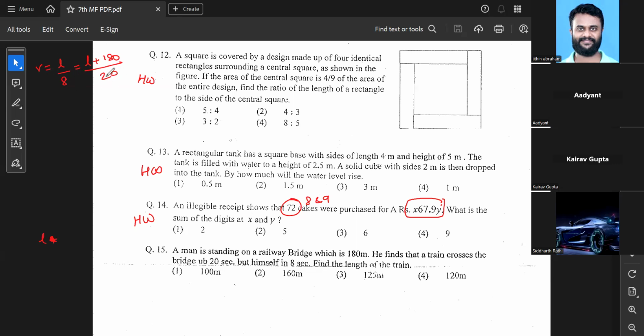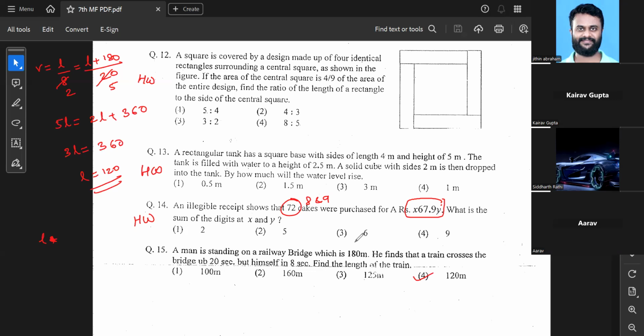Now you equate this and you will get the correct answer. In simple terms, 4 2s are 8, 4 5s are 20, you'll get 5L is equal to 2L plus 360. That will give you 3L is equal to 360, which gives L is equal to 120. Yes, 120 is your correct answer for the length of the train. We can also just remove 8 seconds from the 20 seconds and say that it crosses 180 meters in 12 seconds, and then find out the speed.